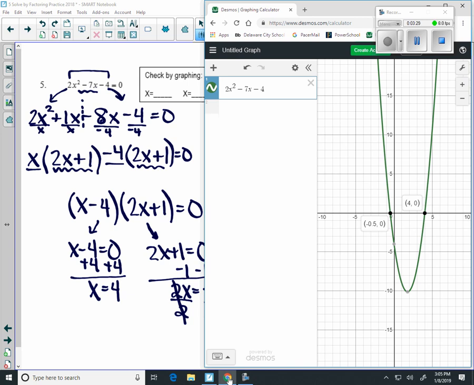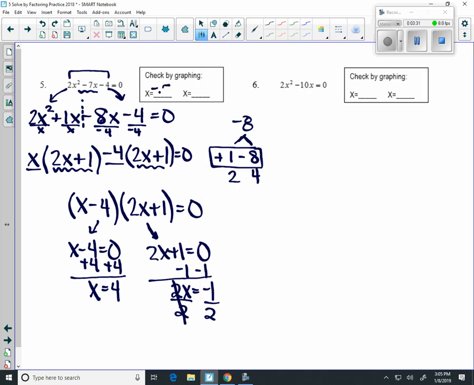And 4. And that is perfect. That's absolutely right. So our math is right. We've shown that that is a solution from graphing and by factoring.